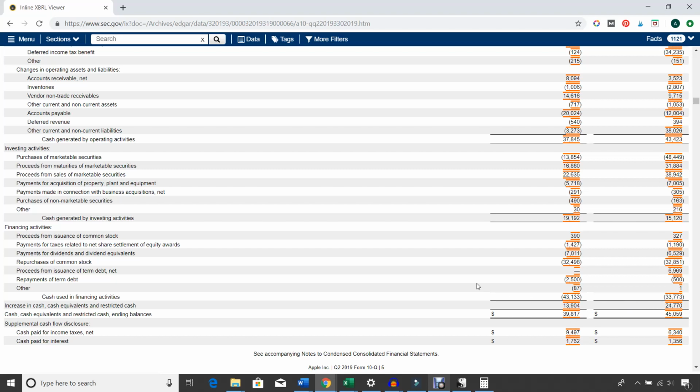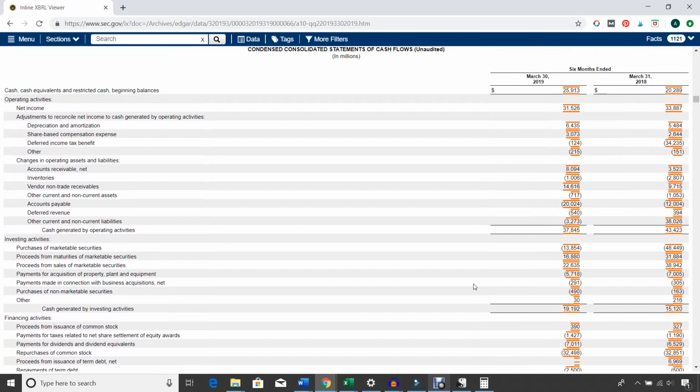So overall, the statement of cash flows is a really great tool in your financial analysis kit because it shows you exactly the amount of cash flow that is coming into the business and going out for various line items.